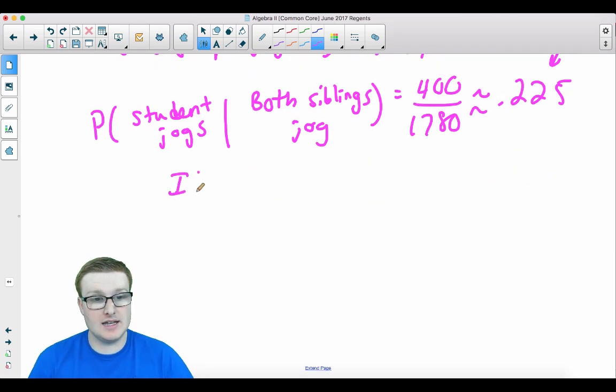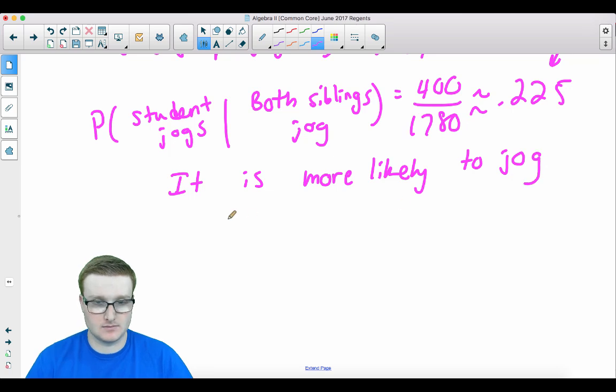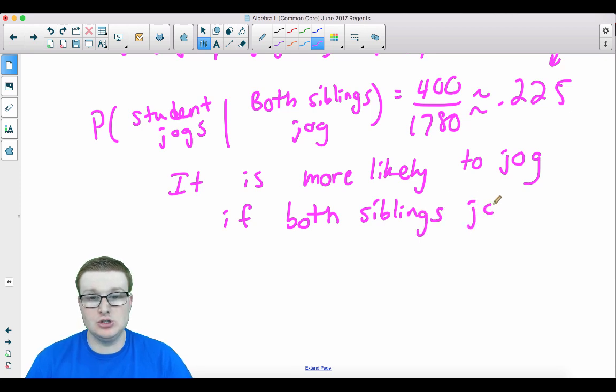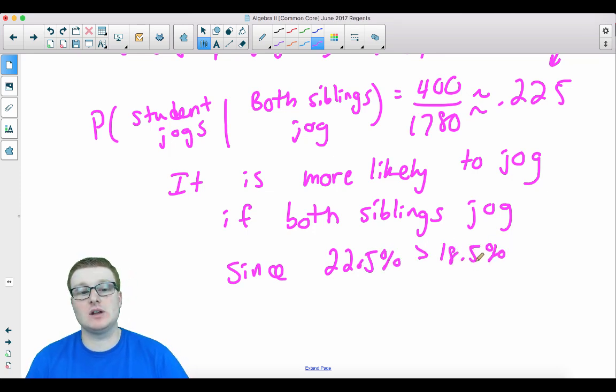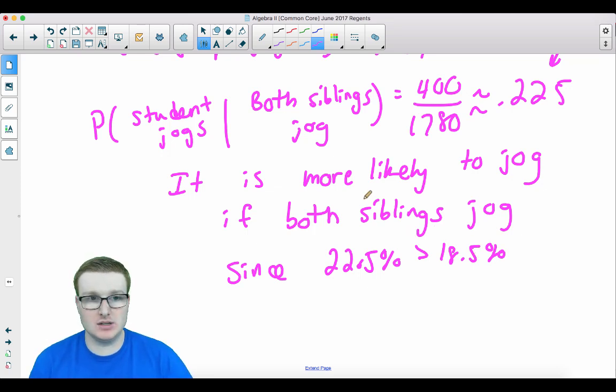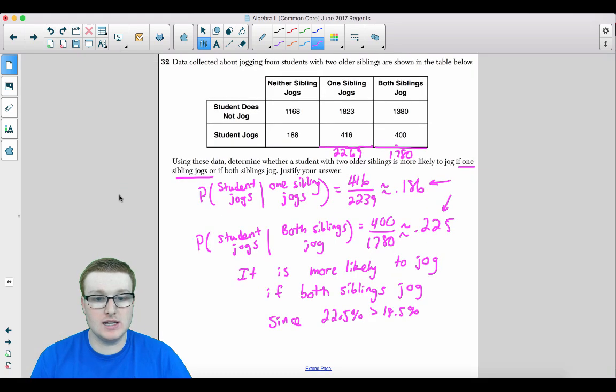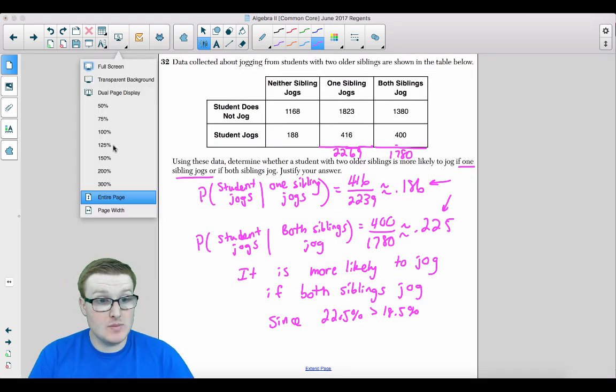So we're going to say that it is more likely to jog if both siblings jog, since 22.5% is greater than 18.5%. So it's a better chance to jog if both siblings jog, all right? And that is how you complete that question. Not too bad of a probability question.